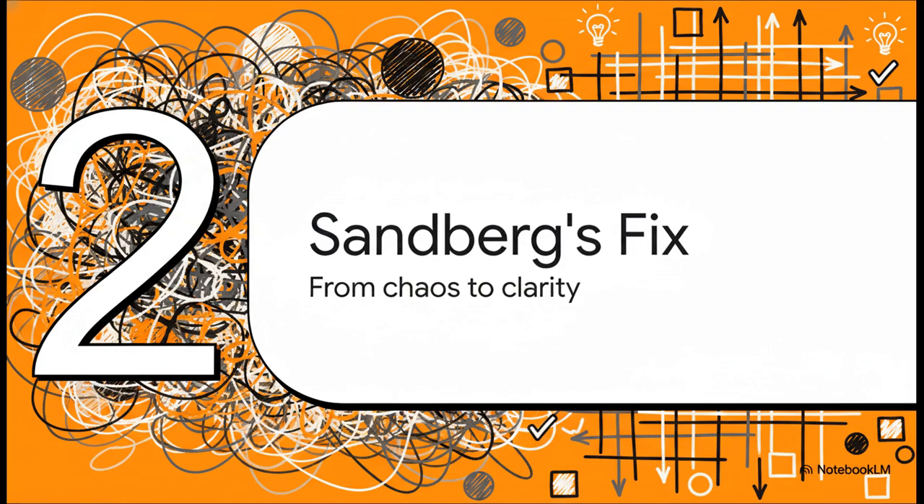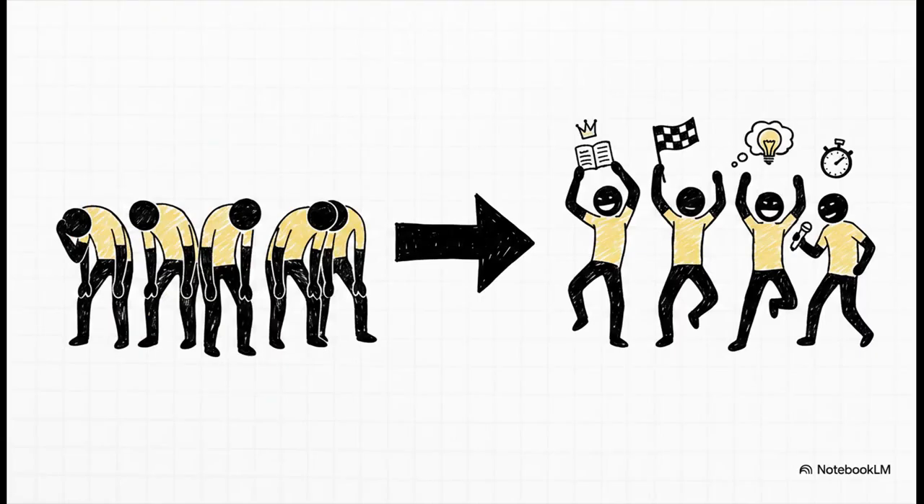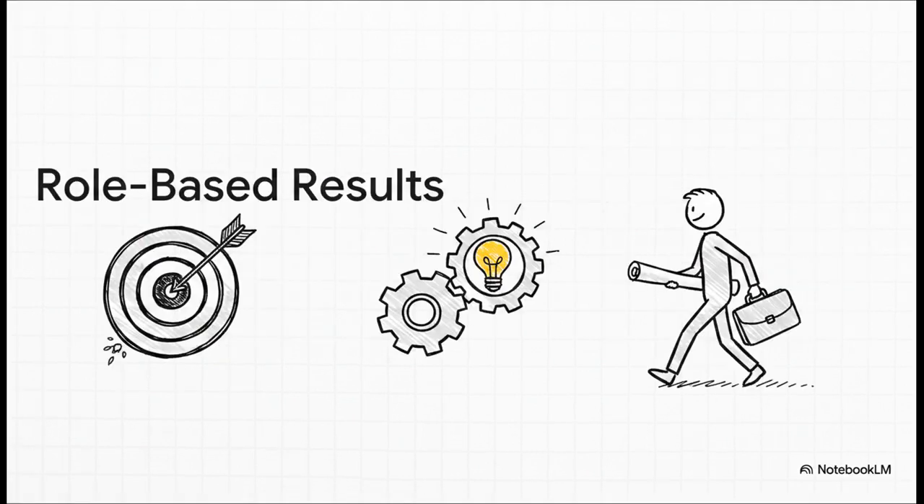That brings us to Section 2, Sandberg's role-based fix, taking us from chaos to clarity. The core concept here comes from a great article by Roya detailing a strategy used by Sheryl Sandberg, the former COO of Meta. And her fix is simple, but incredibly powerful: role-based meetings. It means moving away from a room full of passive listeners and instead assigning specific active roles in absolutely every single meeting you host. And when you actually make that shift, the results hit you immediately.